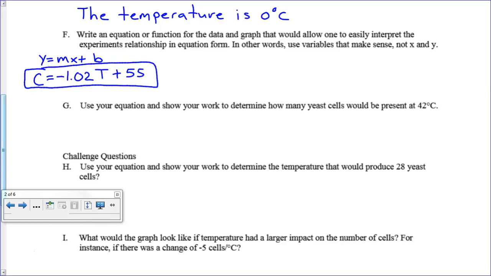The one thing left to do is I think that you should make a key for the equation, so if someone was looking at it, they could interpret it a little bit more easily. So I say C equals the number of cells grown and T equals the temperature.